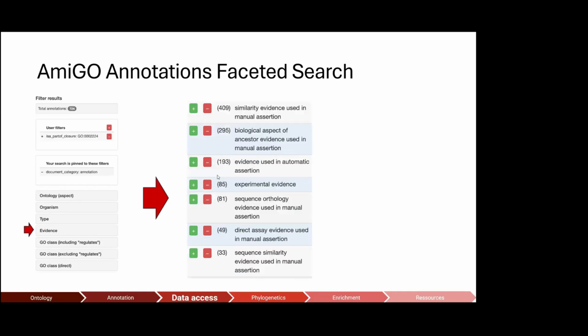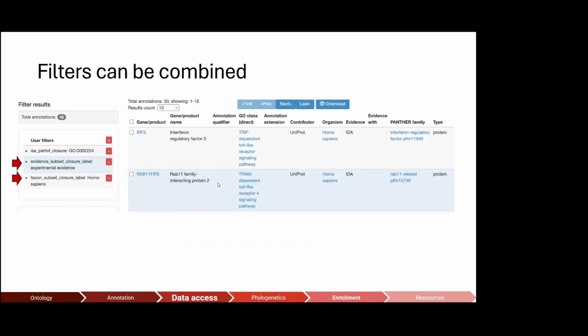You can also search by evidence. You say, okay, I would like to have all the annotations, but only experimental evidence taken from papers. I don't want automatic GO annotations. And then you select experimental evidence, and you end up with 85 evidences. And you can also combine the different filters. You choose experimental evidence in human, and so you can play around and really make a specific selection for the annotations you really want to look at.